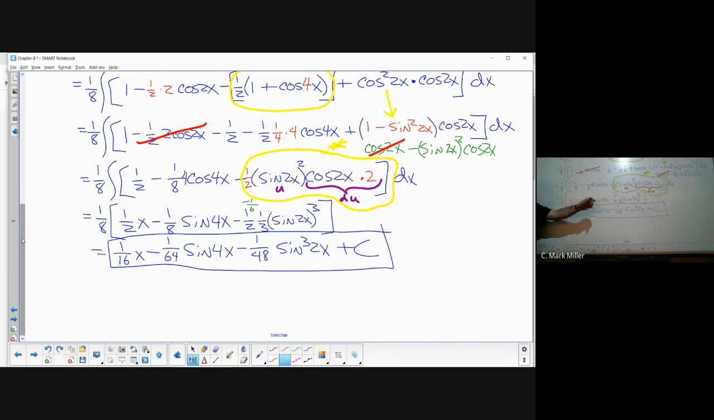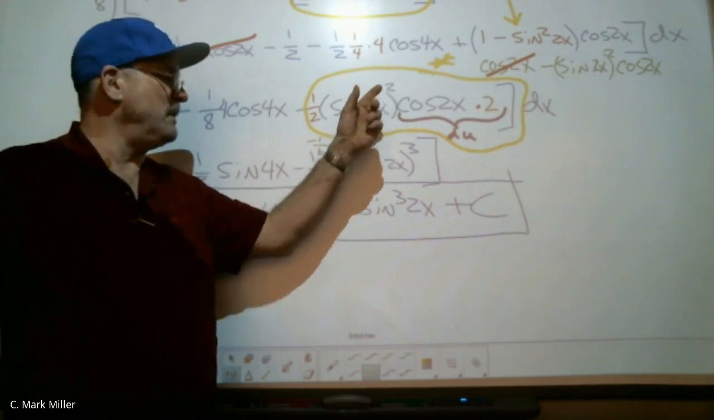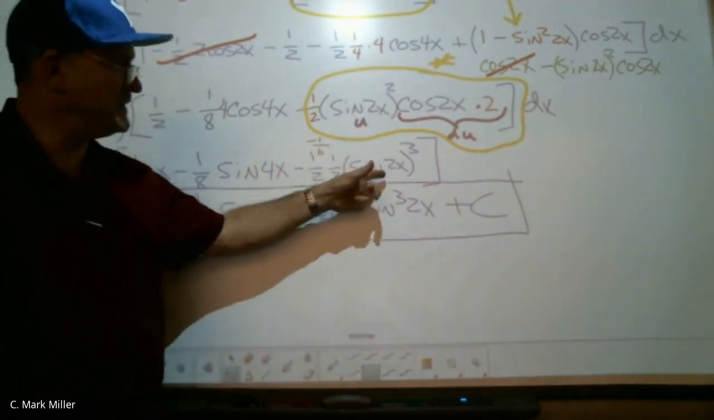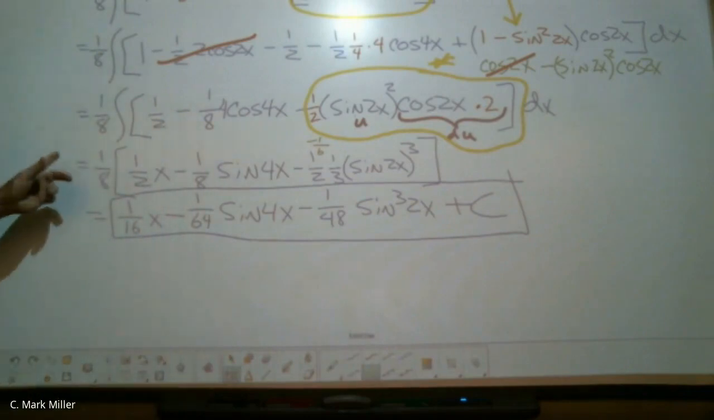So I do a little cleaning up here, right? The 4, I got the 1/8 there. This now goes to, it's time to integrate. I've now made that a perfect 2x. I have a u on the inside. I have du on the outside. So that goes to sine 2x cubed over 3. And there's the 1/3 sine 2x cubed. Then I distribute the 1/8 in from the outside, and we get a final answer.